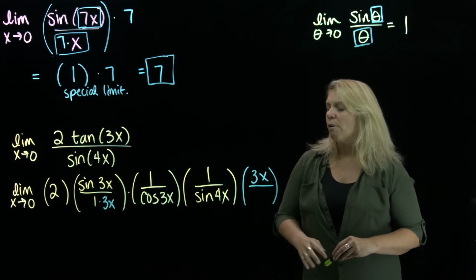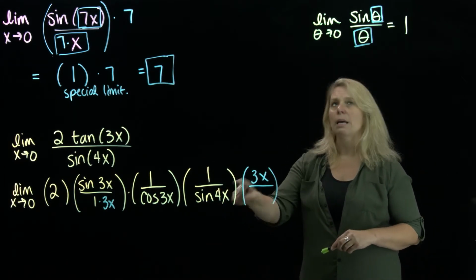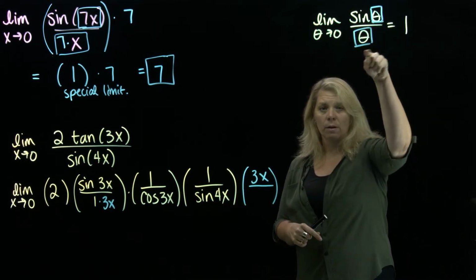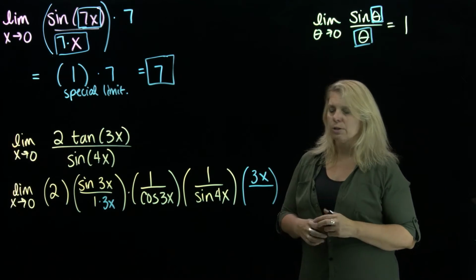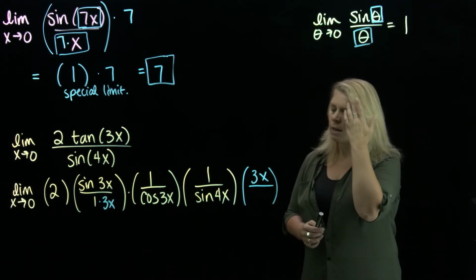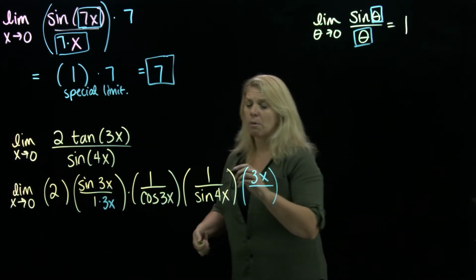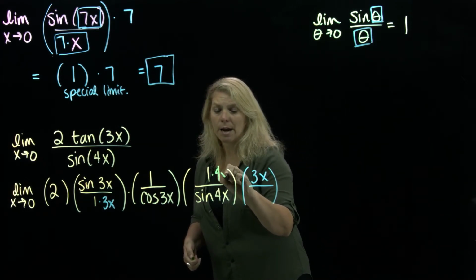But this sine of 4x, I would really like this to be 4x over sine of 4x, which would be actually the reciprocal of this relationship. And then I can use a reciprocal thing to rewrite that part. But I would really like this to be 4x over sine of 4x. So I'm going to multiply by a 4x here on the numerator.